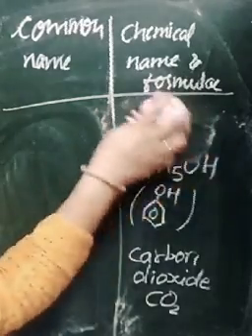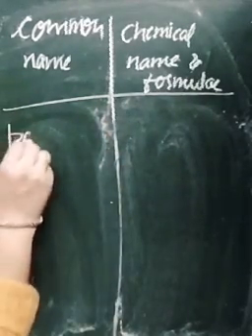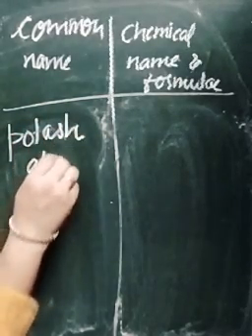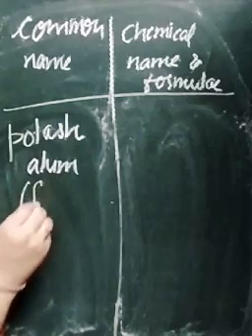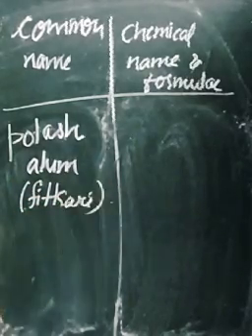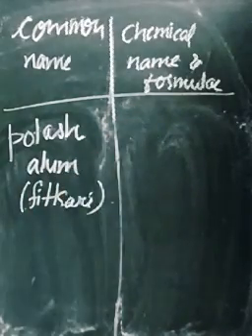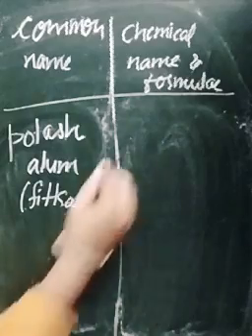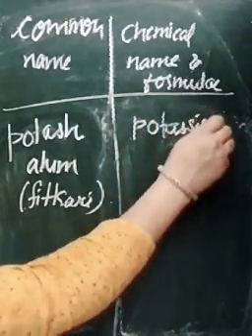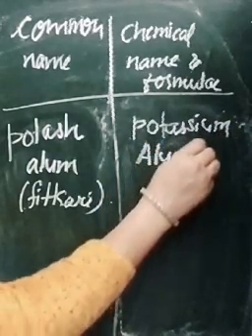Like potash alum. Common name for potash alum, this is Fitkari that we use at home. Potash alum, its chemical name is potassium aluminium sulfate.